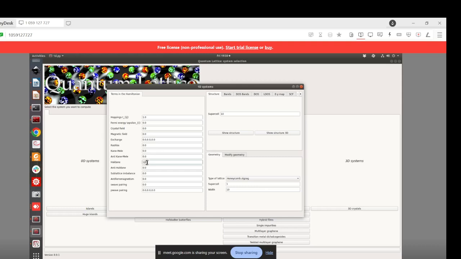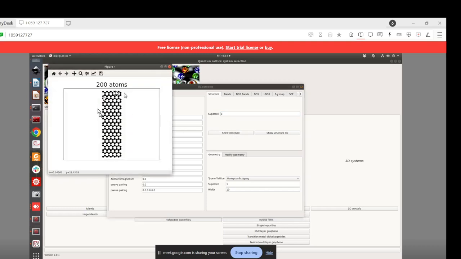For Haldane, I'm taking, let's say, not exactly 0, maybe 5. So this Haldane term essentially means the next nearest neighbor hopping that we were just talking about. And we choose honeycomb zigzag. Honeycomb zigzag means we are in the graphene system itself. So let's choose this just to understand, and let's see how the band structure looks. Sorry, this is the structure actually.